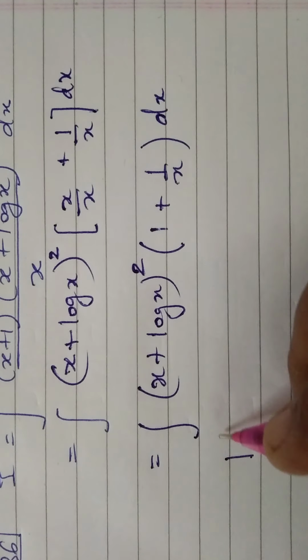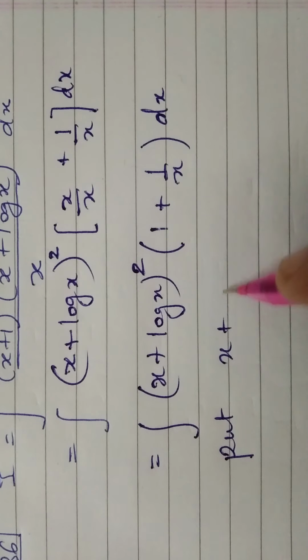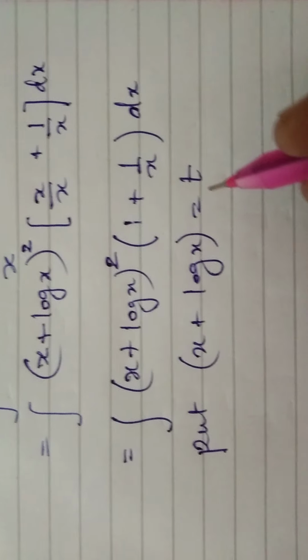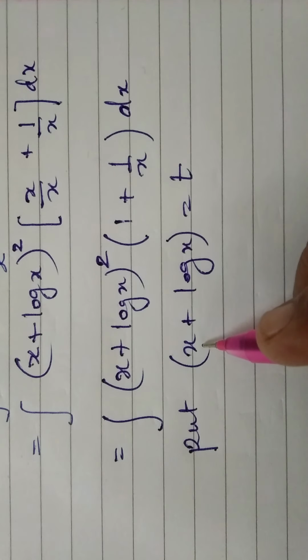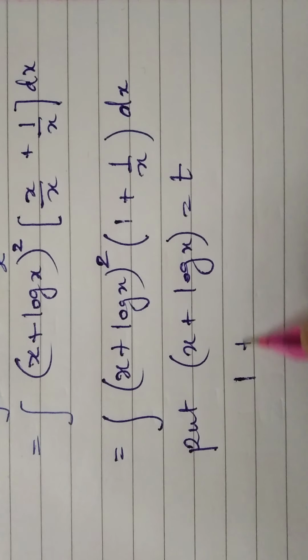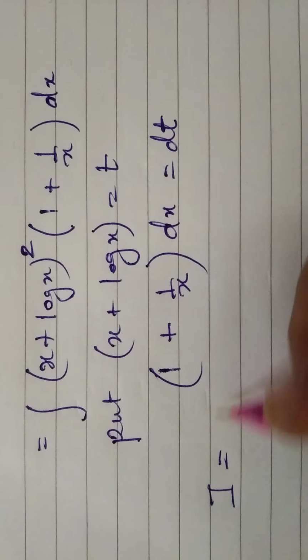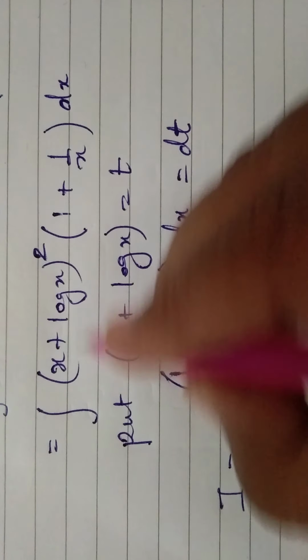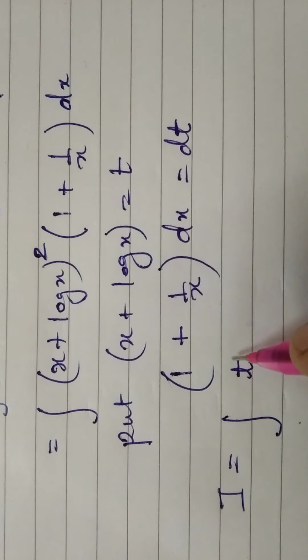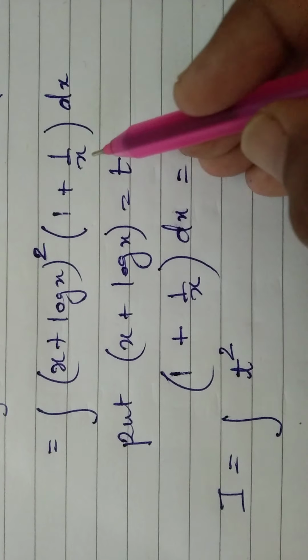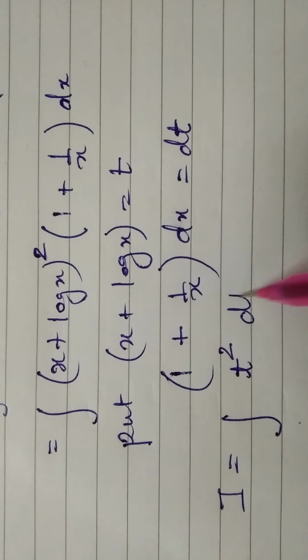So now I go for my substitution. I say put x plus log of x as the term t. Differentiation of x, d by dx of x is 1, plus d by dx of log x is 1 upon x. This whole thing into dx is equal to dt. So let me go back to my question. I have I is equal to integral. This x plus log x I have taken as t, and that bracket was having a square, so t square. Then 1 plus 1 upon x dx, according to this, is going to become dt.